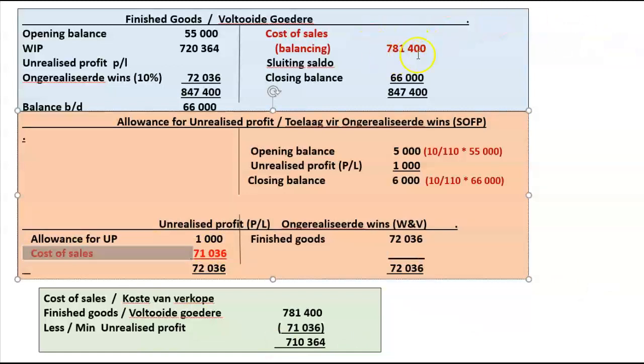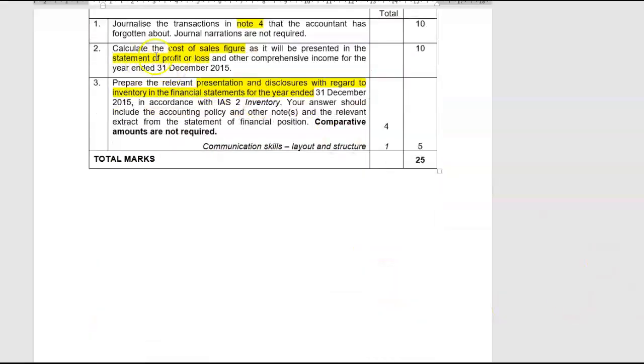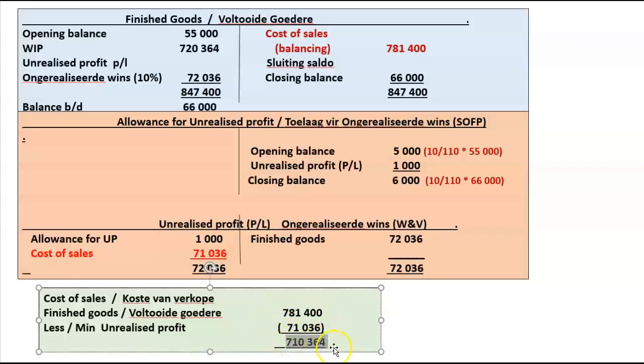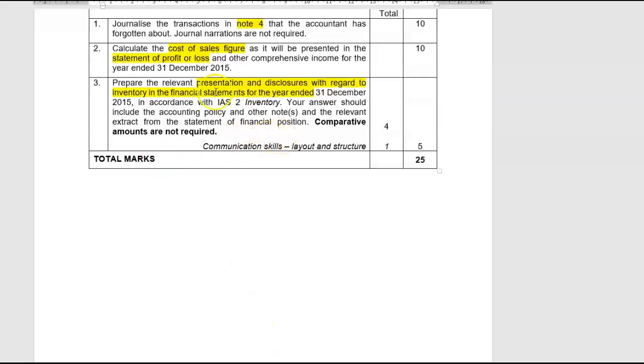Cost of sales in that entry would have been debited. That debit entry would have gone against cost of sales 781,400, and in this entry there's the debit, so that 71,036 would have gone to the credit side of the cost of sales account. So cost of sales will then be equal to the net amount of 710,364, and that is the B part of the question. The B part of the question asks you to calculate the cost of sales figure, and there it is, 710,364. The last part of the question is the disclosure of our inventory.